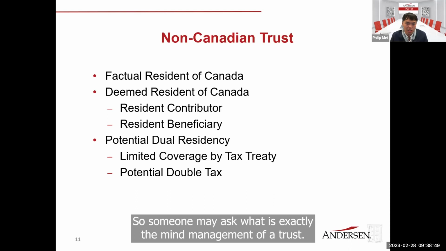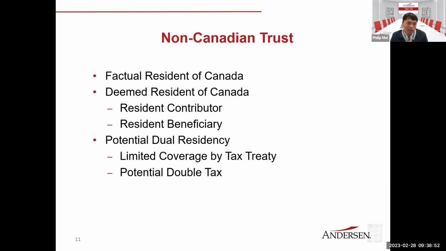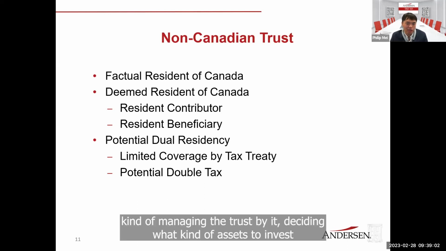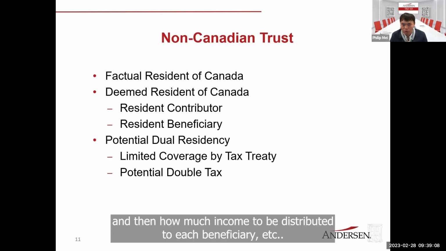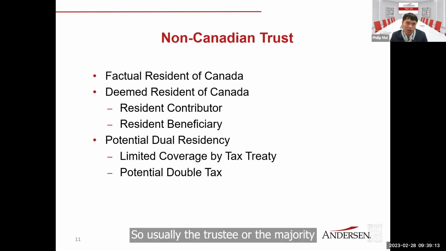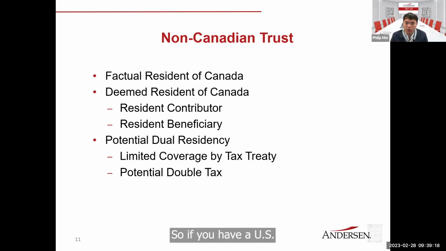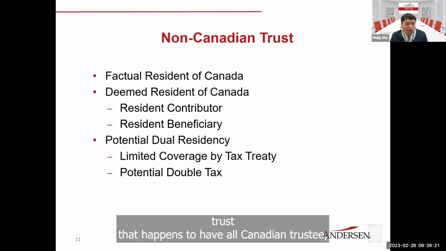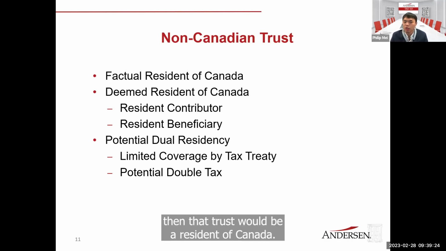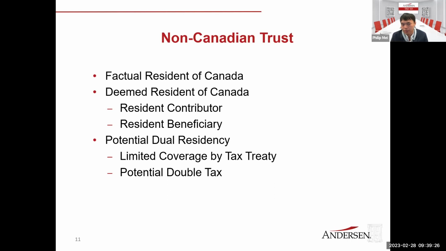So someone may ask, what is exactly the mind and management of a trust? Typically, if the trustee carries on its trustee duty, then usually the trustee is managing the trust, right? It's deciding what kind of asset to invest in, and how much income to be distributed to each beneficiary, etc. So usually the trustee, or the majority of the trustee group, will be the center of mind and management. So if you have a US trust that happens to have all Canadian trustees, then that trust would be a factual resident of Canada.